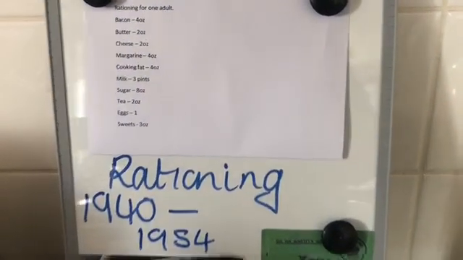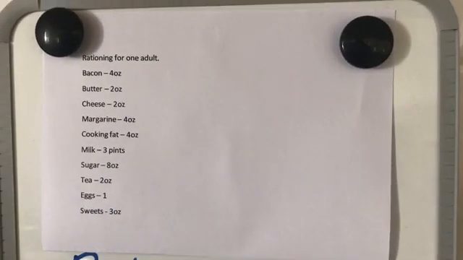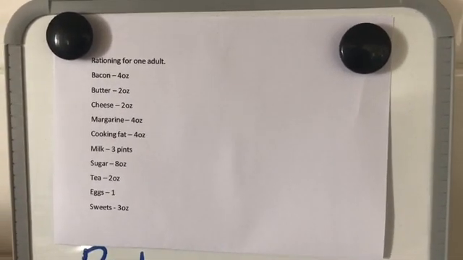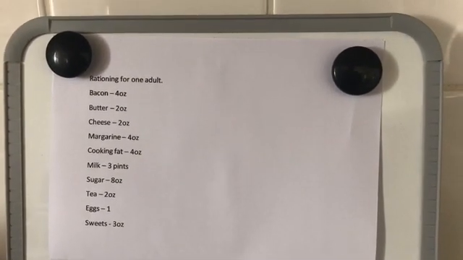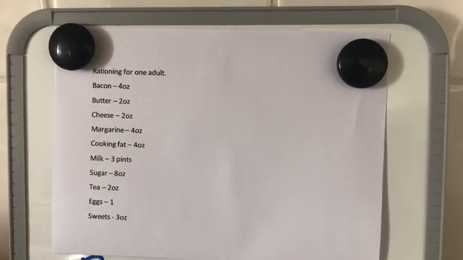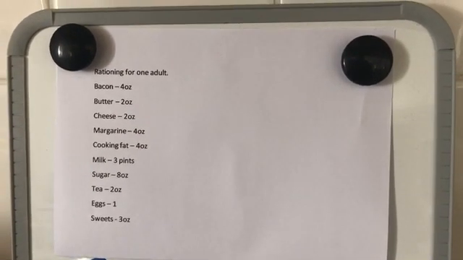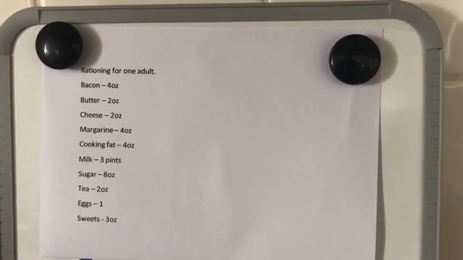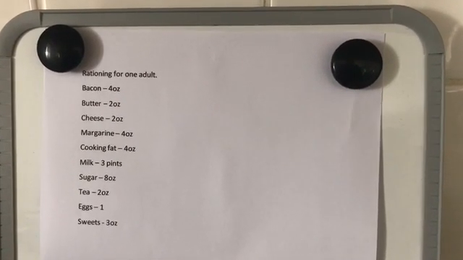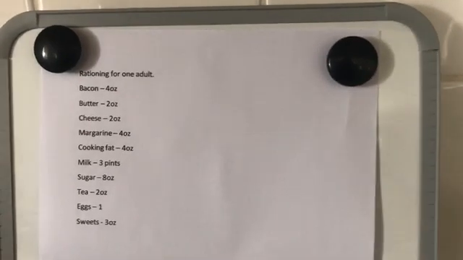So the rationing for an average adult would be 4 ounces of bacon, 2 ounces of butter, 2 ounces of cheese, 4 ounces of margarine, 4 ounces of cooking fat, 3 pints of milk, 8 ounces of sugar, 2 ounces of tea, 1 egg, and 3 ounces of sweets.